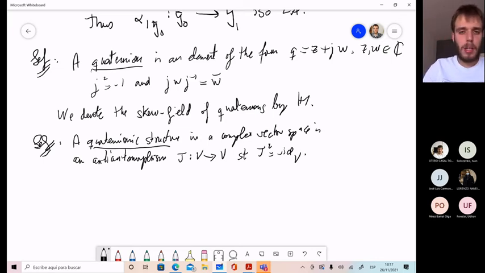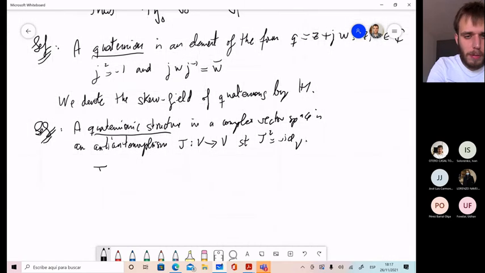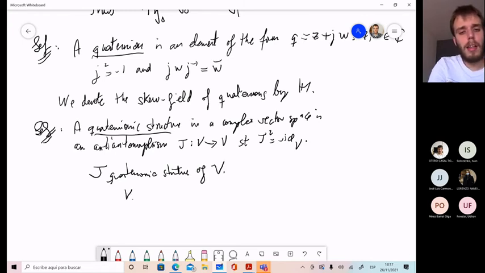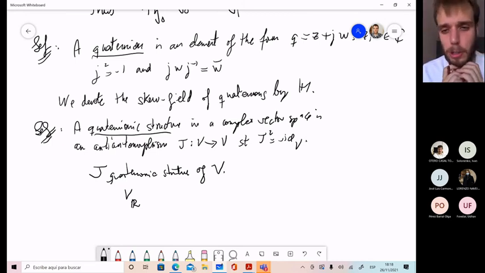Okay, so if you have a quaternionic structure on a complex vector space V, you can think about the realification of V. Now J is a complex structure of V_R, and it's a complex structure of V_R that anticommutes with the complex structure of V_R induced by the complex multiplication also, okay? Good.